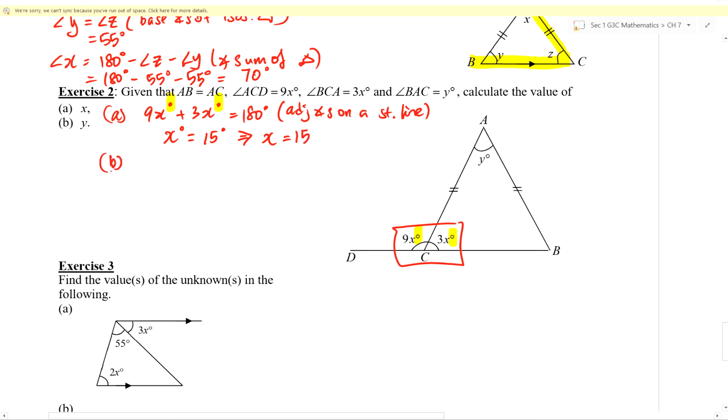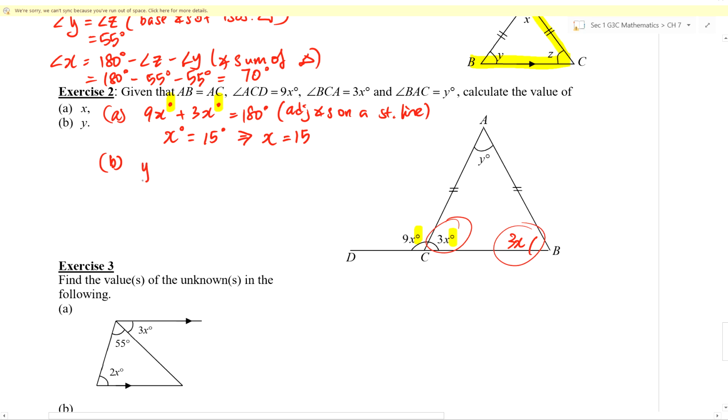Part B, we want to find angle y. There are at least two methods I can think of. First is we make use of the exterior angle. Since this is also 3x, and I already have the value of x, I will just take 9x minus 3x, I will get y. Alternatively, I also can use angle sum of triangle. Since I know 3x, I know 3x, I already minus the both of them. Okay, and that is actually what I'll do.